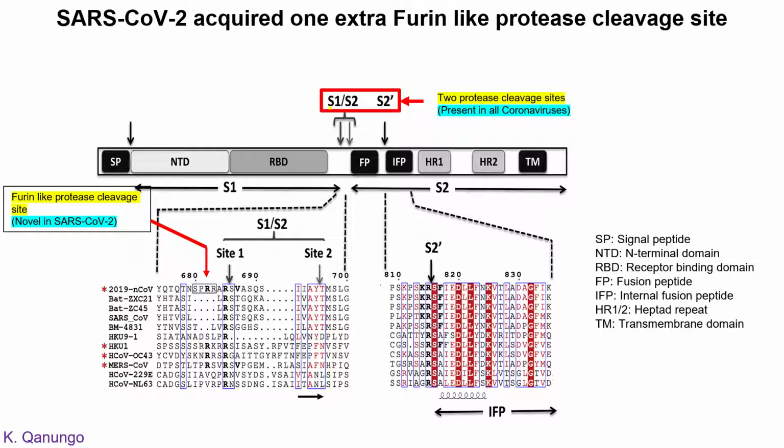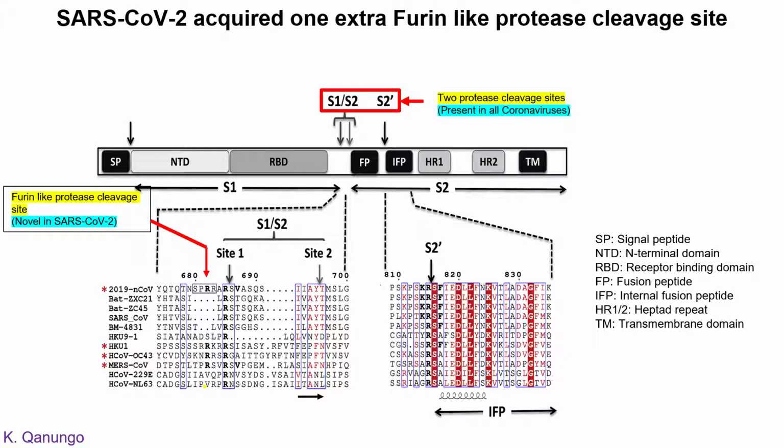On the other hand, right here you can see an arginine. This is a polybasic site, a furin-like protease cleavage site. This is an extra one, newly acquired in SARS-CoV-2. So you have added this as a separate site. You already have this and this in all coronaviruses, but here you have an extra site.